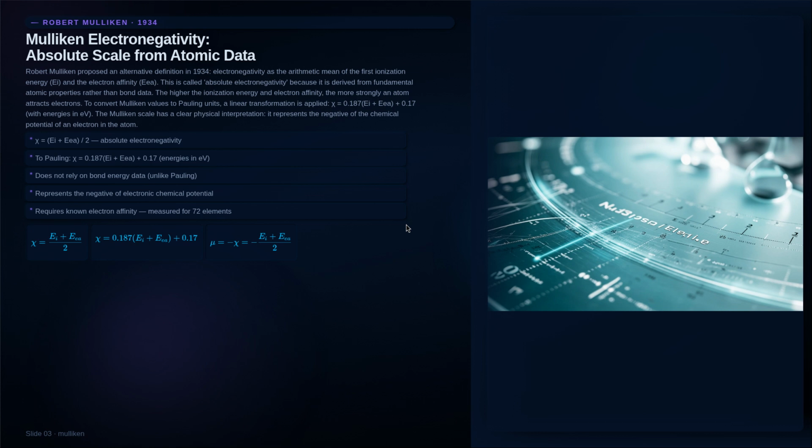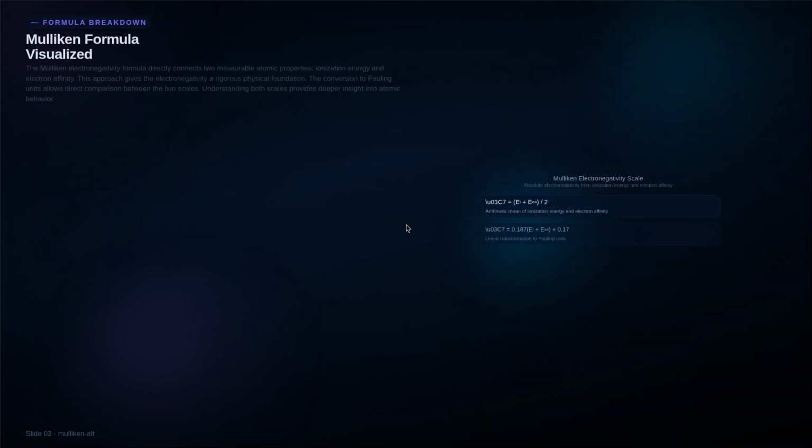To convert Mulliken values to the familiar Pauling units, we apply a linear transformation. Chi equals 0.187 times the sum of EI and EA, plus 0.17, with energies in electron volts. The Mulliken scale has a clear physical interpretation. It represents the negative of the chemical potential of an electron in the atom.